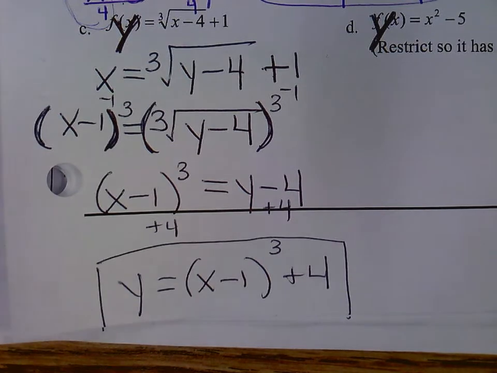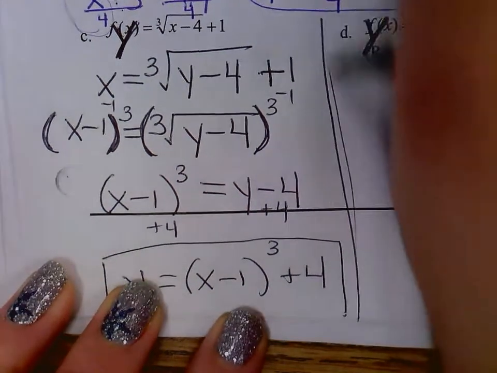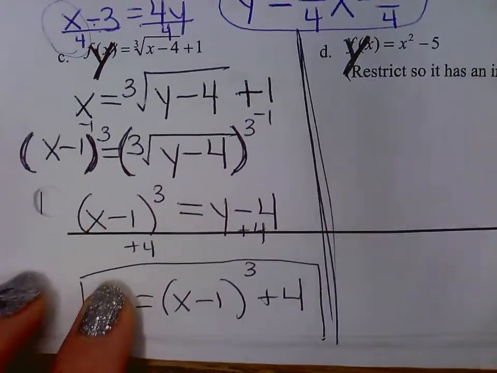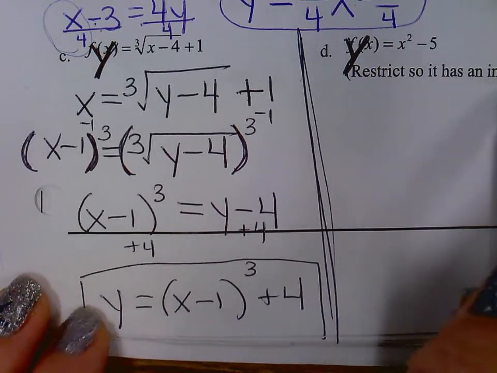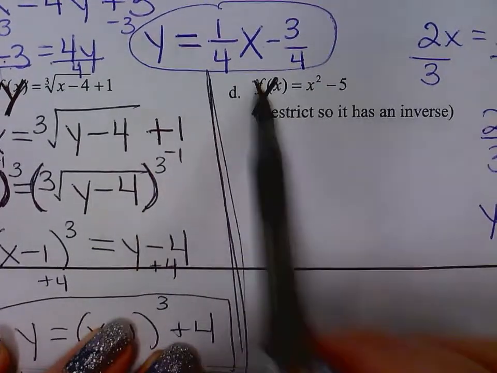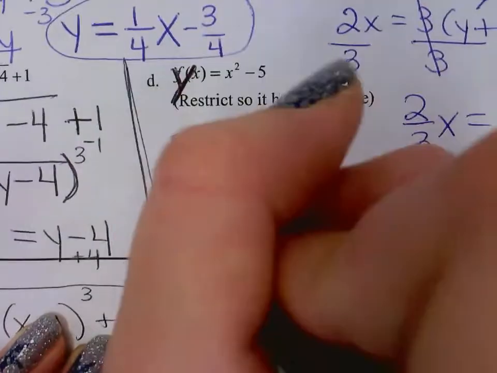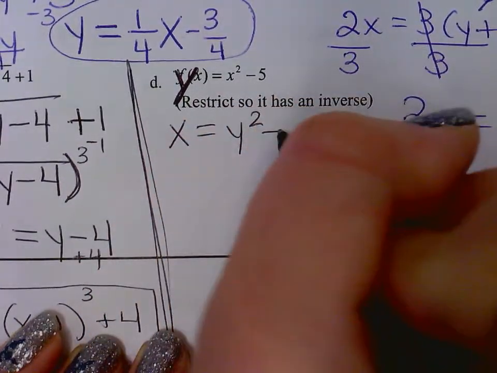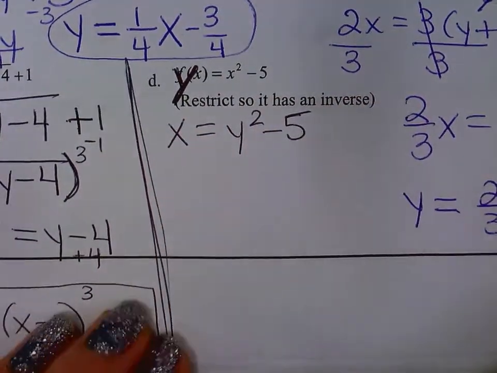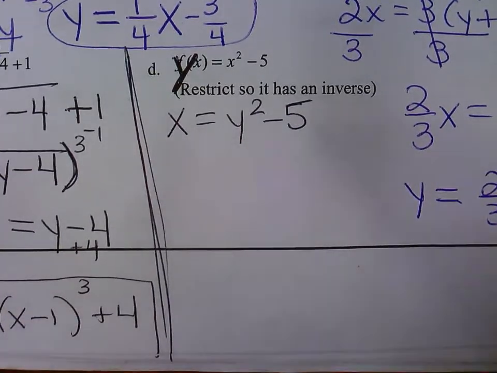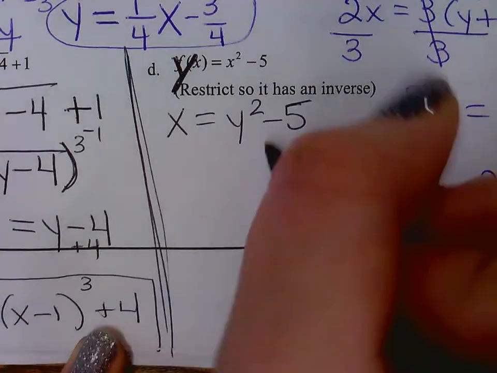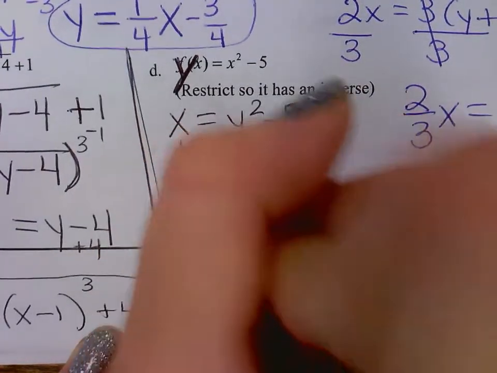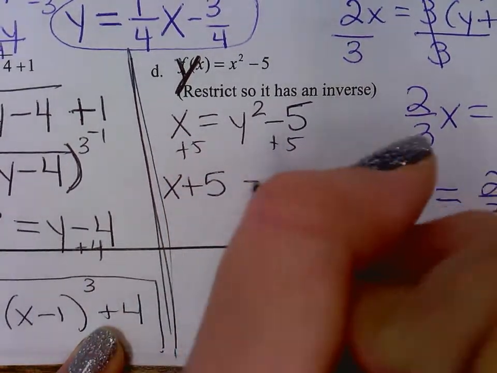So let's do one more like that, and then I'm going to show you exponential. I'm worried about restricted, so it has an inverse. That means we're just looking at half of the function. We can just split x and y the same way. What would I do first to get y by itself? Add 5 to both sides. So I have x plus 5 equals y squared.